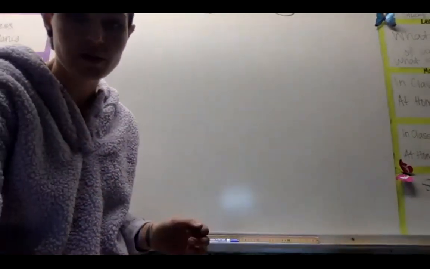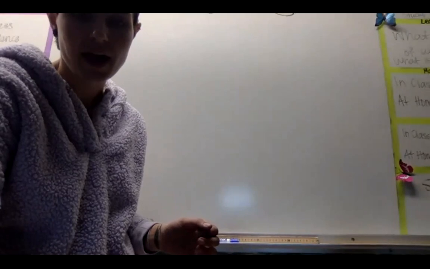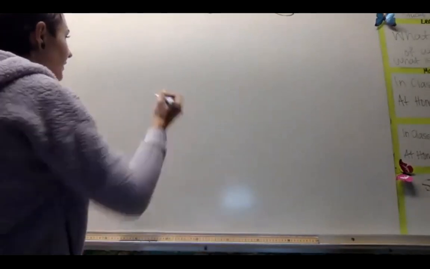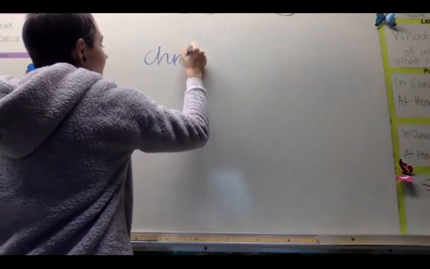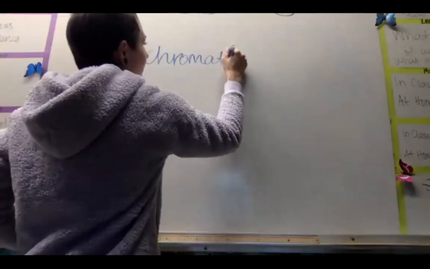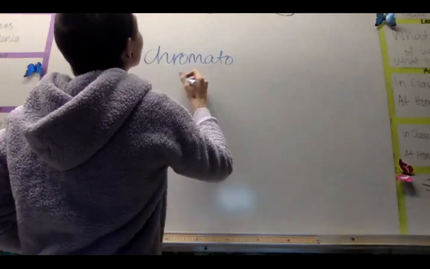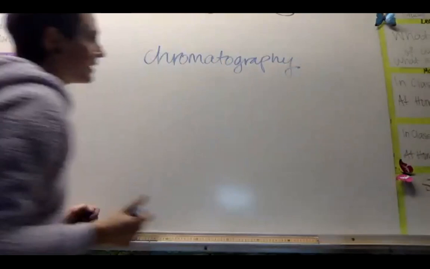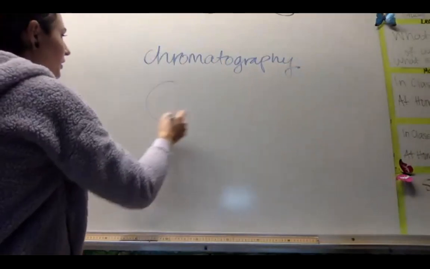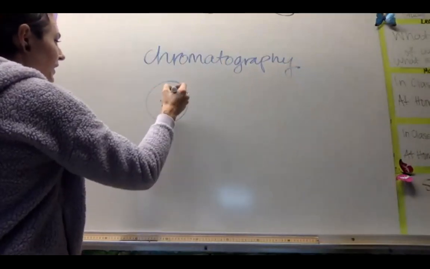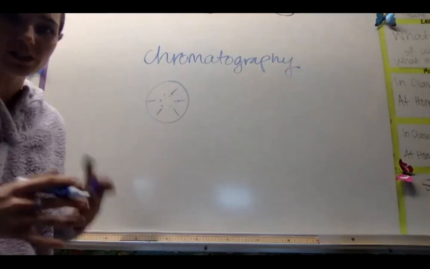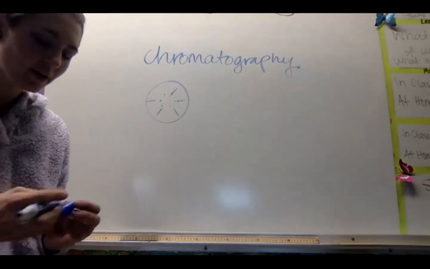So then let's go into the science behind chromatography. So chromatography is what we did when we had the circle and we put in all the different types of inks, and then we watched to see how far they expanded and which different types of pigments were in there.